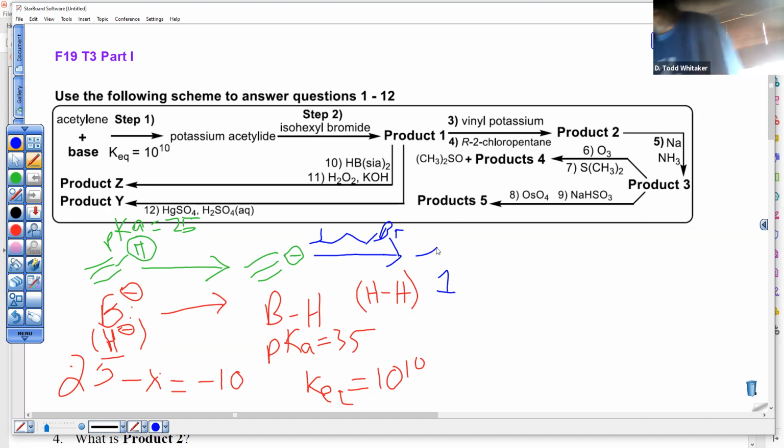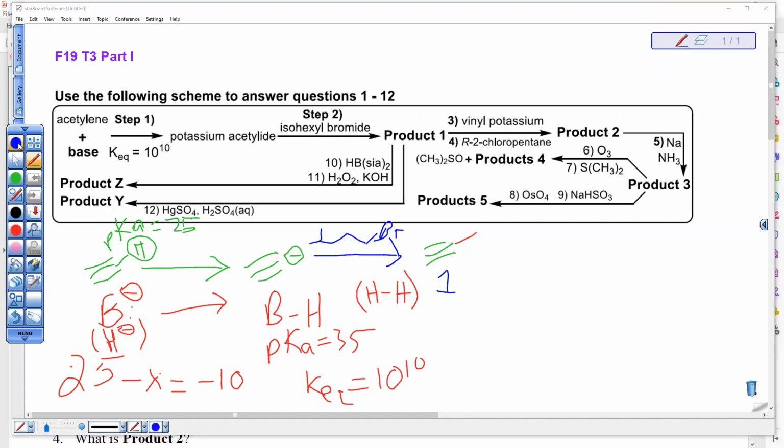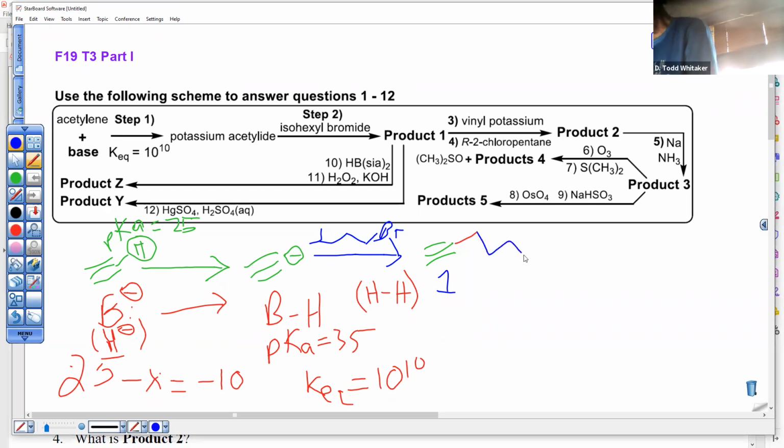New bond. I want green. It's like my computer's ignoring every second thing I touch. And then there's a new bond, with the bromide and the minus. And then 1, 2, 3, 4, 5 with a V on the end. So all the carbons here are here. 1, 2, 3, 4, 5. 1, 2, 3, 4, 5. Good. So that is product 1 right there.